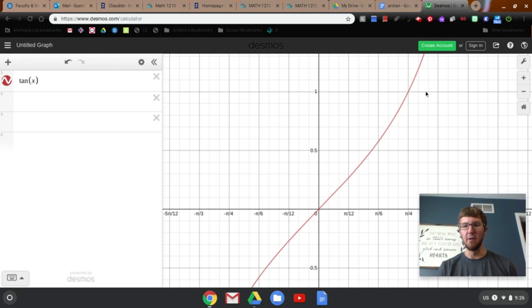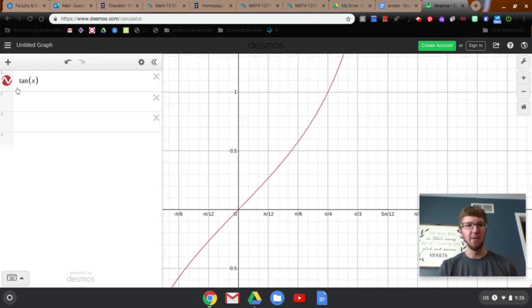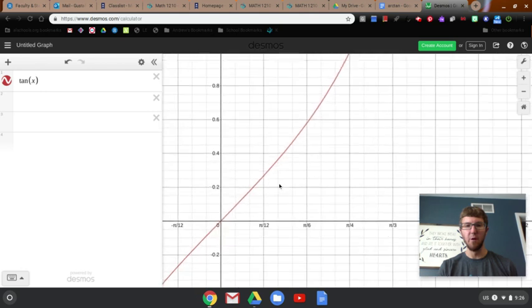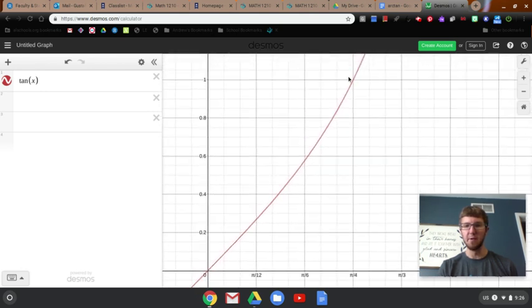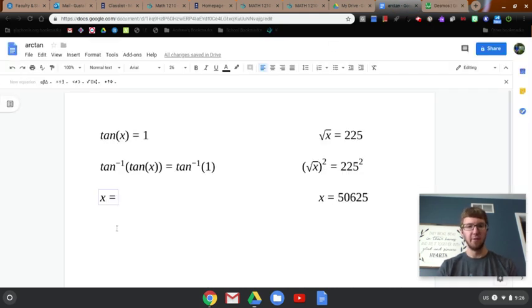So I've got a graph here of the tangent function. I just typed in tangent of x. And if I zoom in, I want to know when it equals 1. So I want to know at this point right here. There it is. It equals 1 at pi over 4. That's what it works out to be in radians. So that's the solution then. When x is pi over 4, and I take the tangent of pi over 4, I'm going to get 1 as the result. So the answer for this is going to be x equals pi over 4. There it is. So that's what the inverse tangent does.